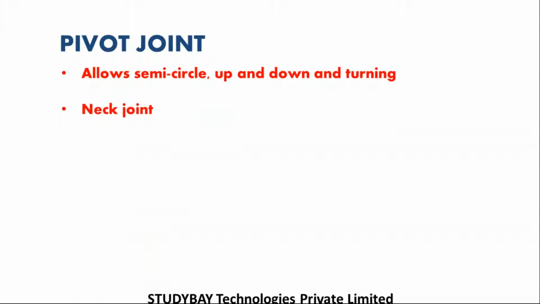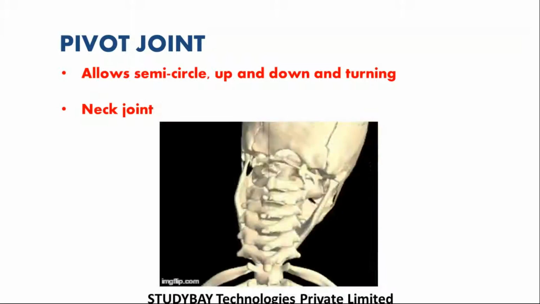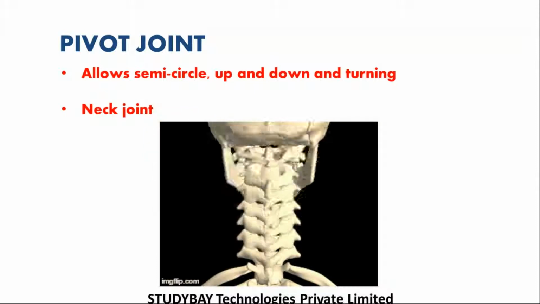We have the pivot joint, which allows semicircle, up and down, and turning movement. So you can see here that you can turn your head, you can make it go up and down, or even make semicircles with your neck. So this neck joint is basically your pivot joint. Just remember this point.